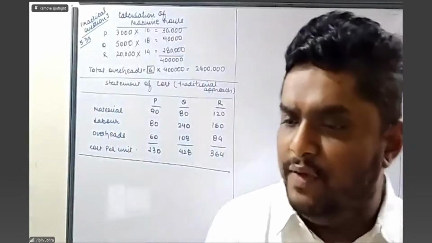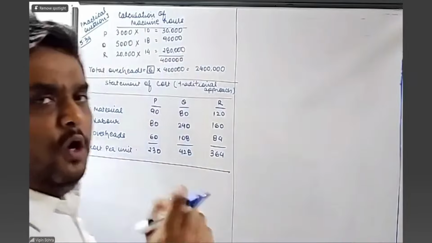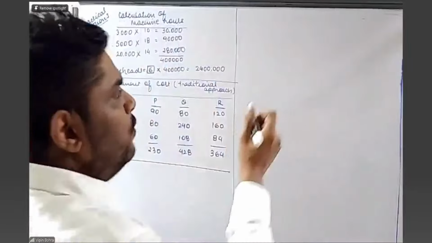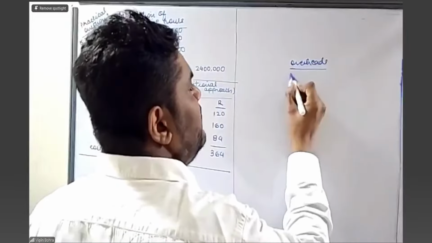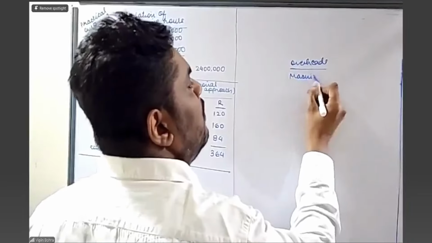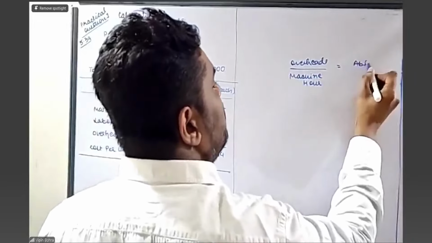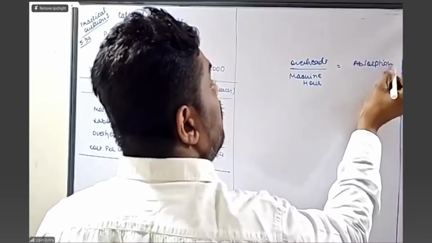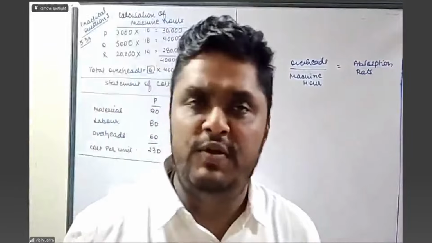Overhead calculation once again. See, Mr. Harsh Mishra, herein the absorption rate is given in the question, that overheads are absorbed on the basis of machine hours. So in short, what we used to do, overheads divided by machine hours will give the absorption rate. This is how we calculate the machine absorption rate.